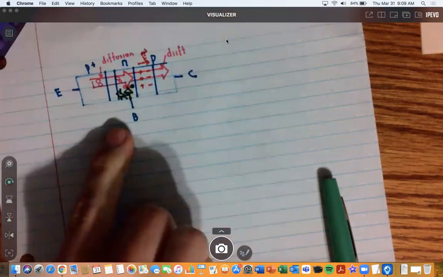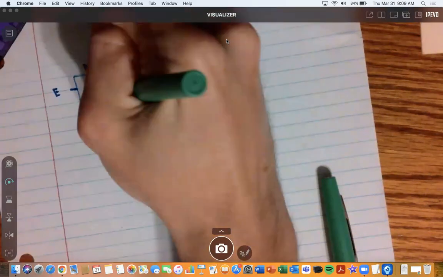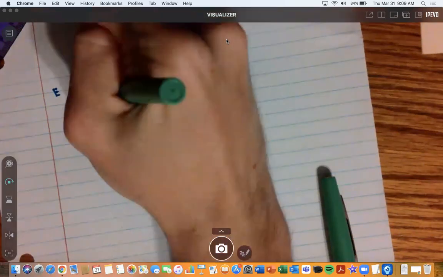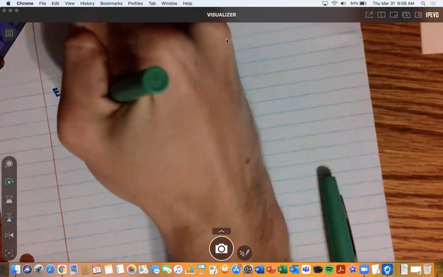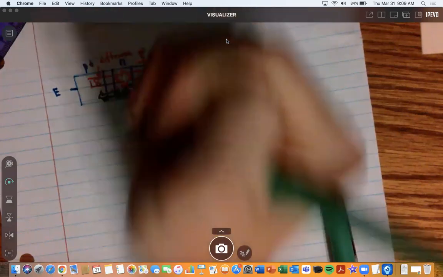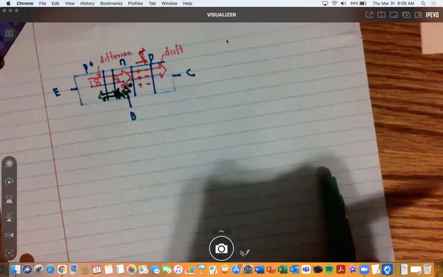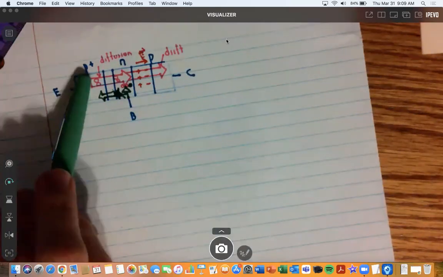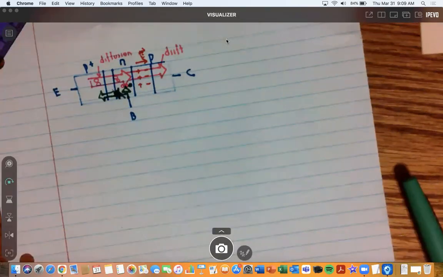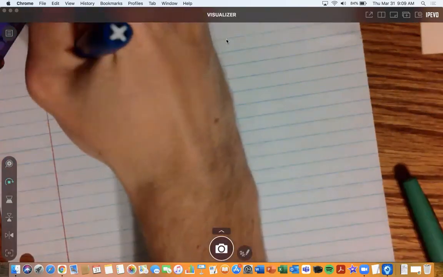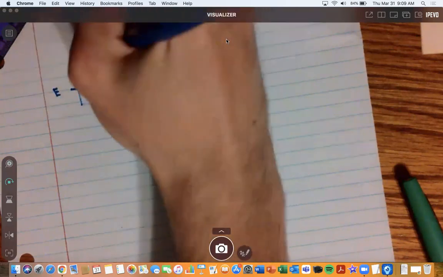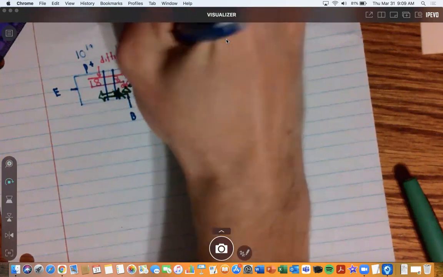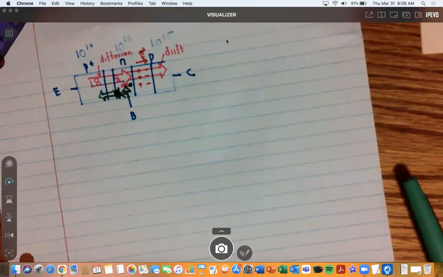Why is it going to go to the left here? Well, some of these electrons are going to diffuse over. However, the diffusion rate is a lot less for these electrons, and the reason is that there's a larger concentration of holes here. It's about 10 to the 19th. In the middle, it's going to be about 10 to the 16th, and over here, it's 10 to the 15th. Those are your approximate numbers.